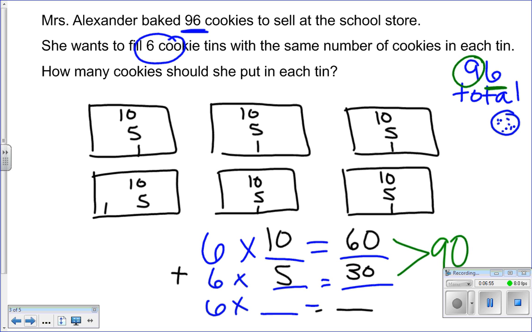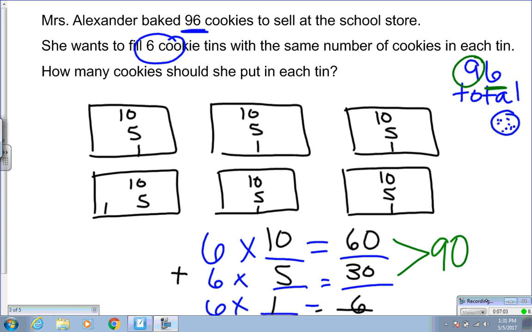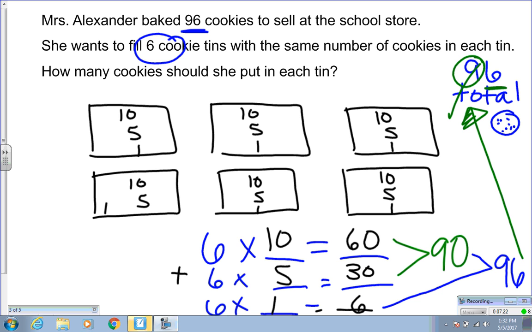We can fill it in our equation if you want, Miss Frank. Oh, yeah. Okay. And so now I notice that I have 16 cookies in each tin. When I add up the products from these 3 multiplication equations, I've got 60 plus 30 is 90, 90 plus 6 is 96. That's what I'm looking to hit. Yay! We got there. Okay.